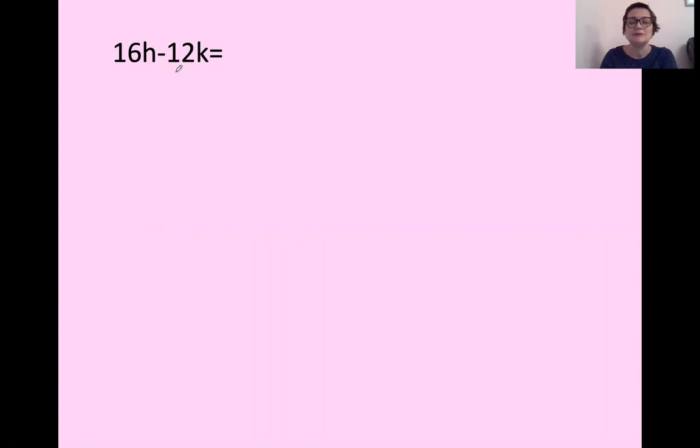16h take away 12k. To factorize means to get the common factor outside the bracket and leave the rest inside the bracket. So to factorize, you need to find out what is common for both of them. Here we have 16h and 12k. If you can find the highest common factor for both numbers, 16 and 12, the highest common factor would be 4.